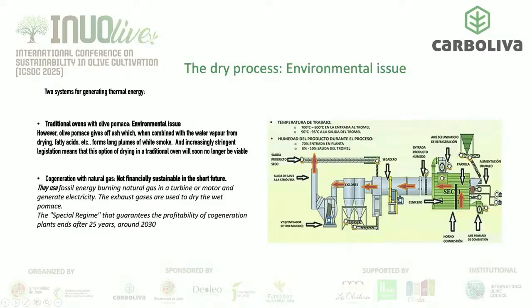The traditional way to do this drying process is burning the same biomass. You can choose between the olive pulp or olive pits, but this method nowadays has an environmental problem. They use a rotary dryer, burning the biomass in an oven.